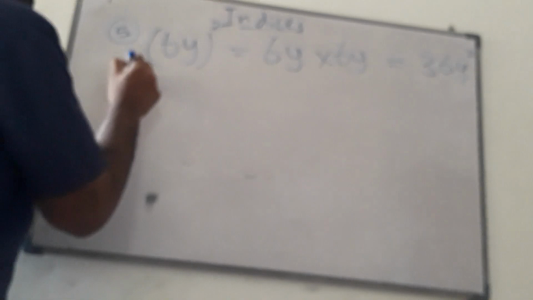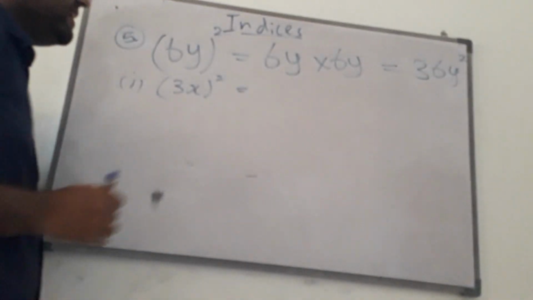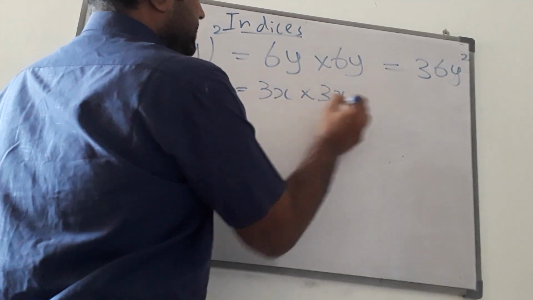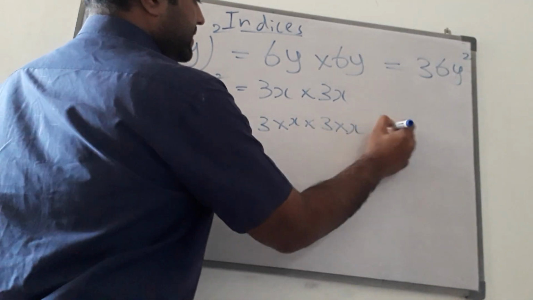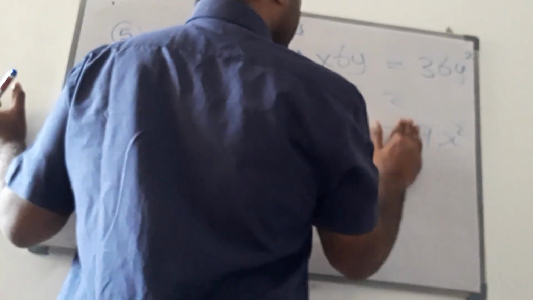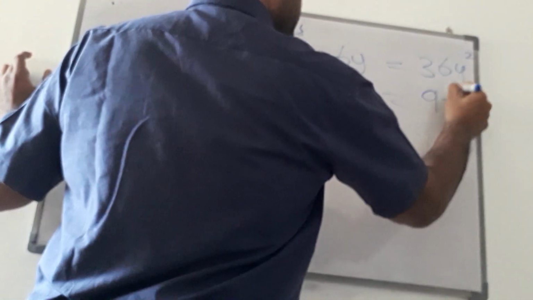Same way, suppose a question like this: 3x altogether squared. 3x altogether squared means 3x times 3x, or we can say 3 times x times 3 times x. 3 times 3 is 9, x times x is x squared. So without going further, we can straight away write 3 times 3, 9, and x times x, x squared, like this.